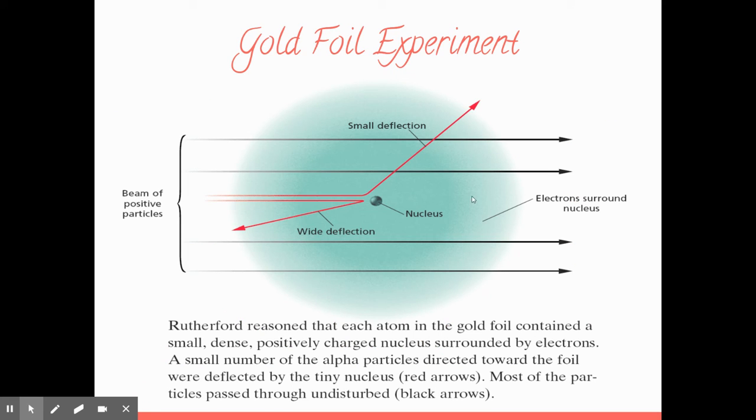If you look at this blown up view of the atom where alpha particles are possibly hitting it, you have most of the alpha particles going straight through, not hitting anywhere near the nucleus, right? But if you get close to the nucleus, boom, you get deflected. And if you hit the nucleus head on as an alpha particle, you would get reflected.